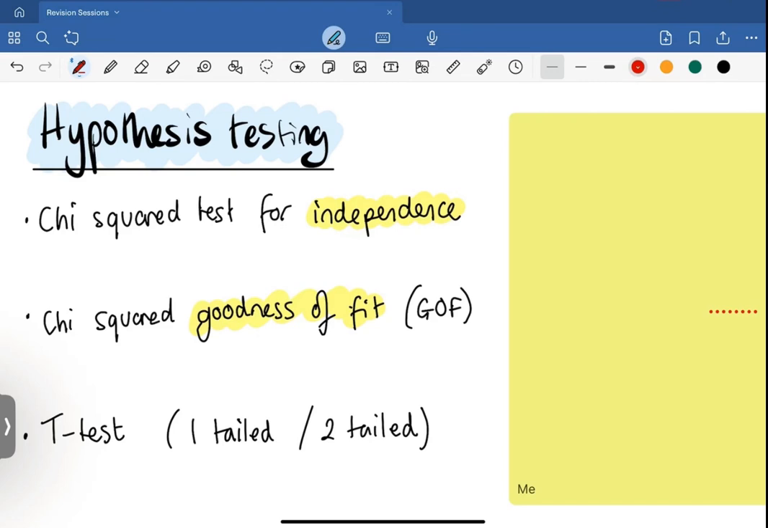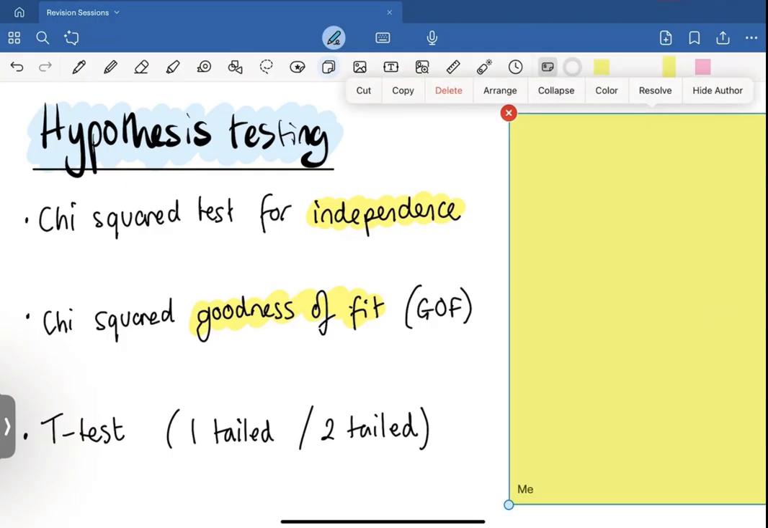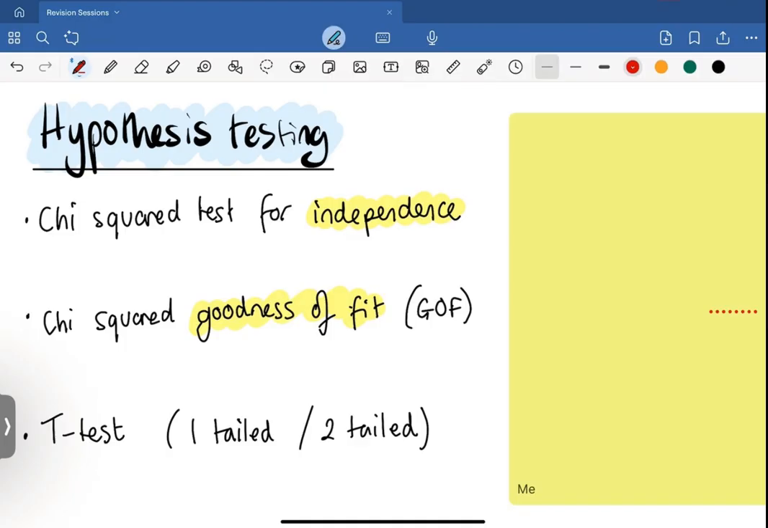Three kinds of hypothesis tests that you are expected to know for your upcoming exams. Those being the chi-squared test for independence, which, if we were going to summarize it, is basically asking the question: do these two different categorical pieces of data have any effect on each other?